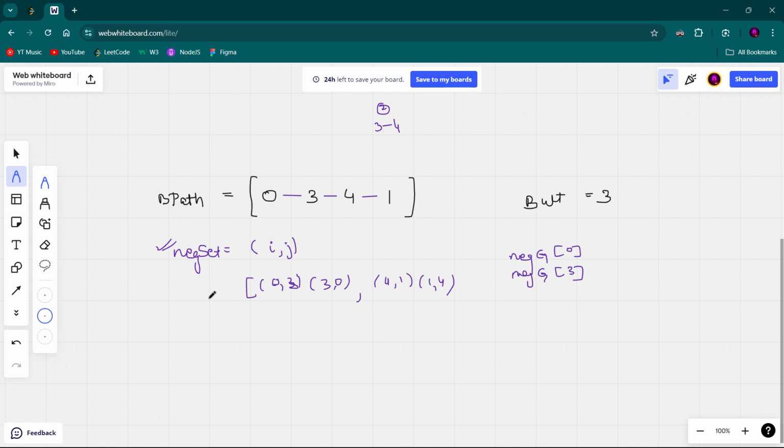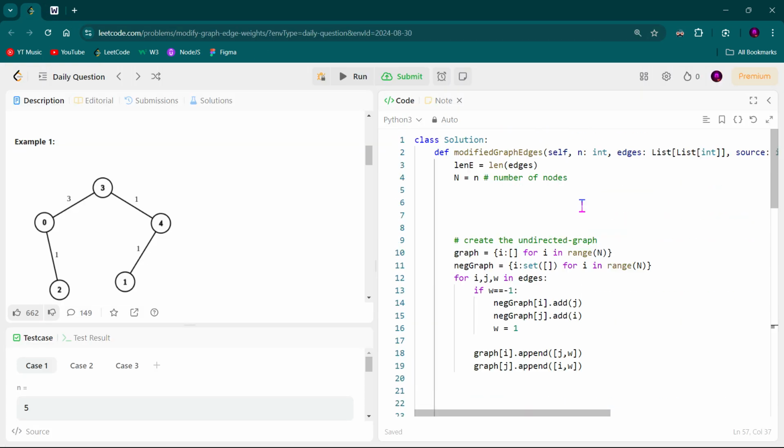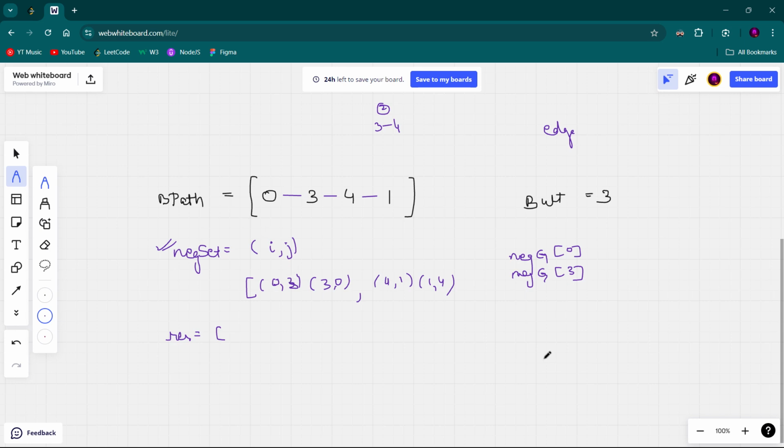Okay. Now I need a result to store. Now I will traverse the edge parameter which is given in the starting to return all the edges' weights. Now the thing is, there are 3 conditions.